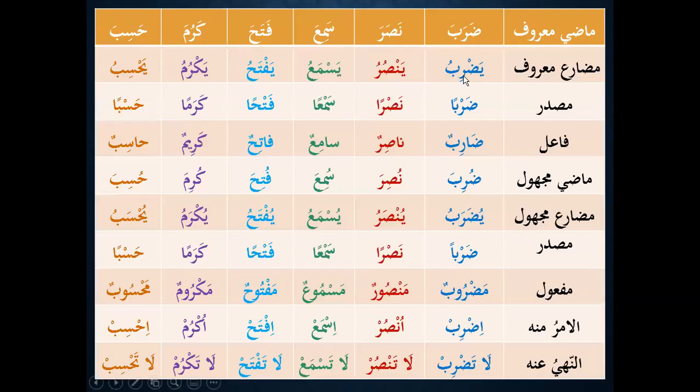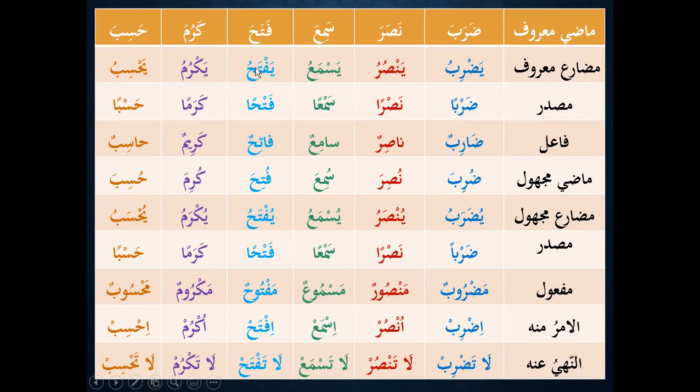Now you can see that these are 6 categories: Daraba, Nasara, Fataha, Sami'a, Karuma, Hasiba. And then Mudari of them, Yadribu, Yansuru. So see, always Ayn Kalima, which is most important to dictate. Yadribu, yansuru. Ayn Kalima here is ra. Here is sad. Here is mim. Here is ta. Here is ra. Here is sin. See, all different. So these are 6 categories.